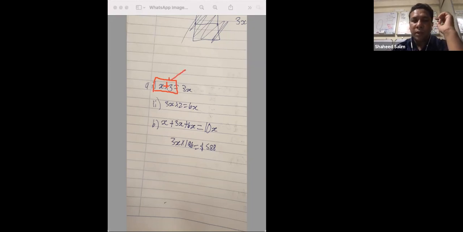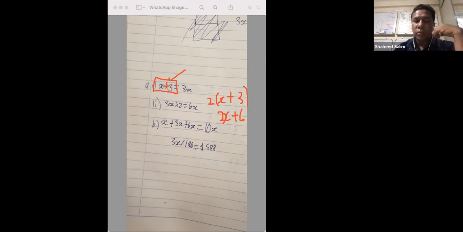Now the next one says, write the number of hours Charlie worked. If this is what Benjamin worked, Charlie worked twice, right? So times 2. If your 3x is correct, your 6x is correct, but because your 3x is wrong, the next one also becomes wrong. So how to do twice? Simple. You put the number 2 and bracket them up: 2, bracket x plus 3. So 2 times x, 2x. 2 times 3, 6. This is the number of hours Charlie worked.